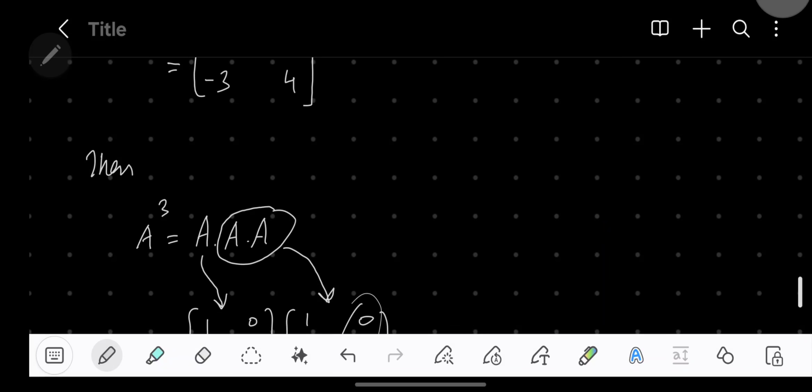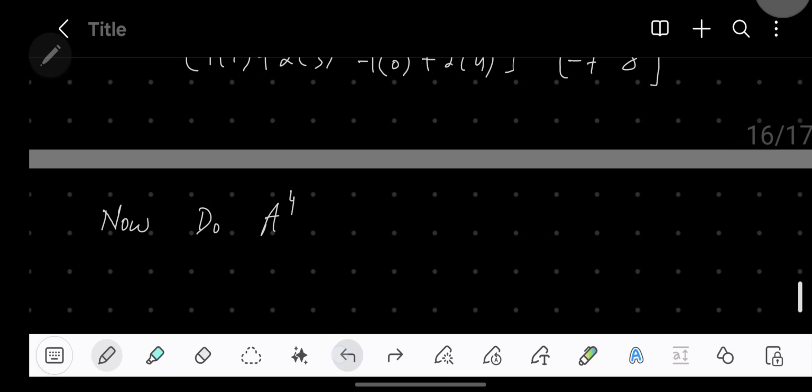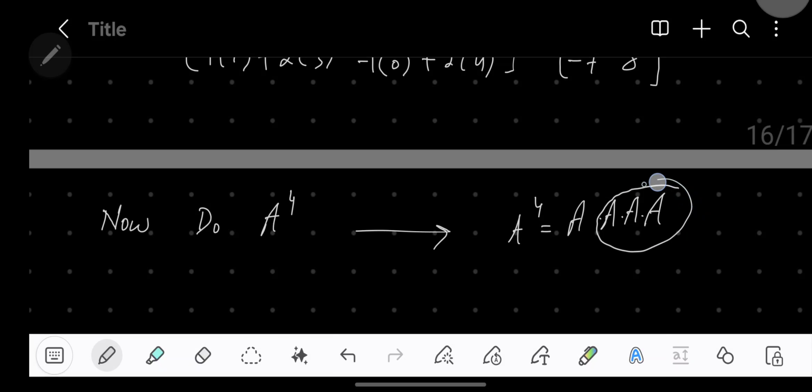Just like I have calculated a square and a cube, you have to calculate a to the power 4. I am giving you the hint. You will write a to the power 4 as a times a times a times a. Either you do this a cube and this a, put the value of a here, put the value of a cube here and multiply them. Okay. Or you can do it this way.